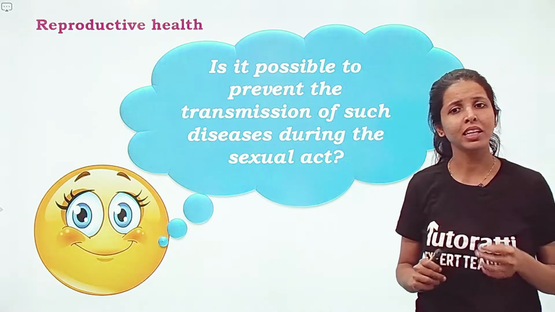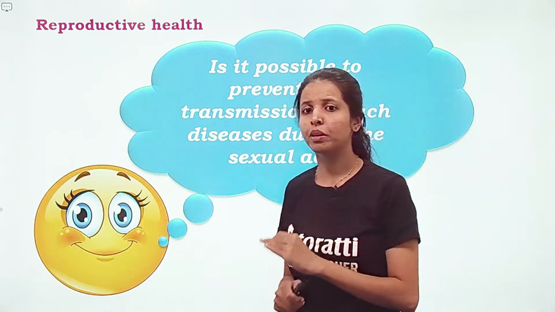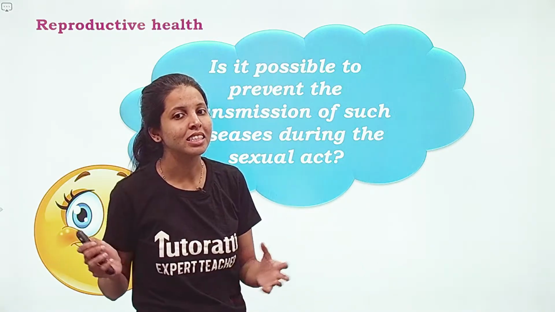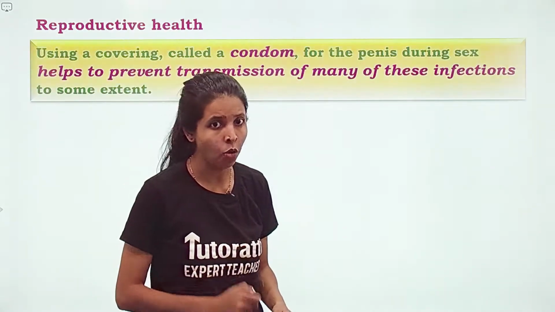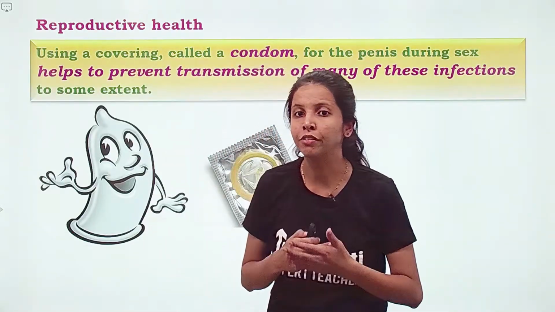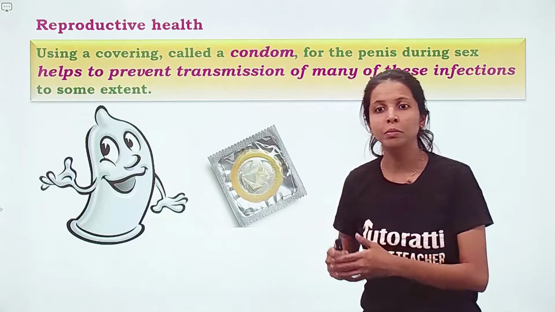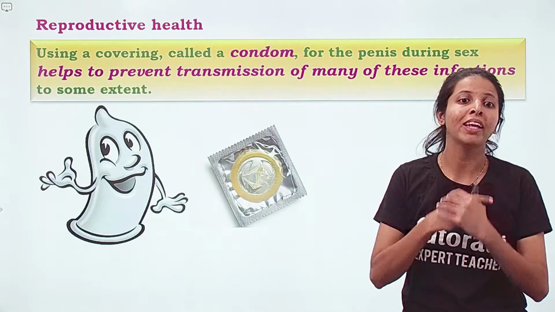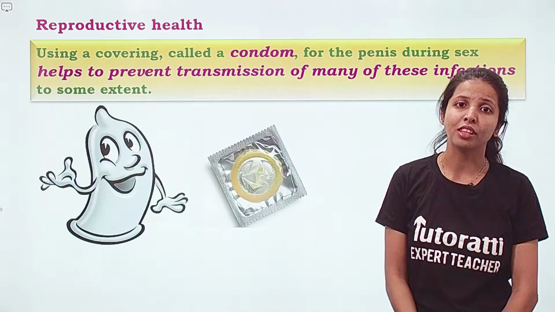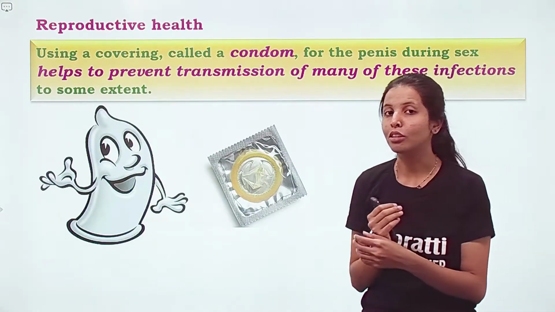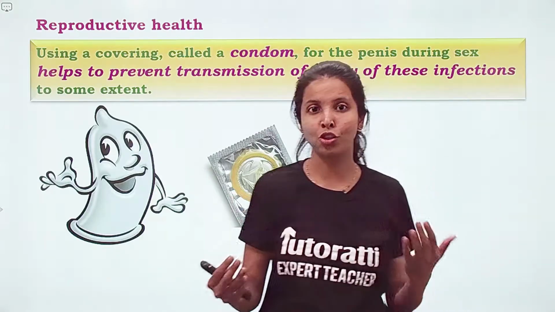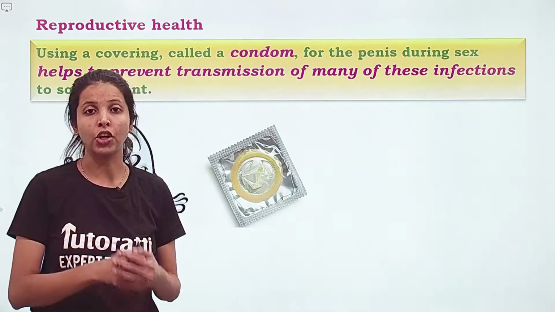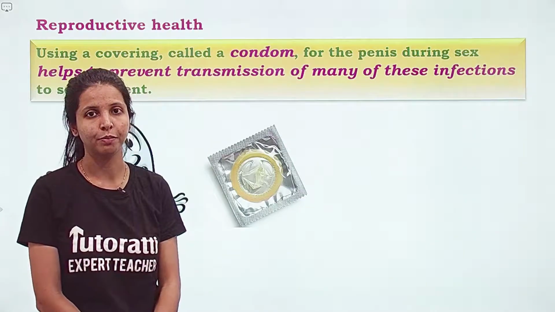So the question being asked is, is it possible to prevent the transmission of such diseases during the sexual act? The answer is yes kids. How? Using a covering which is called a condom for the penis during sex helps to prevent the transmission of many of these infections to some extent. So now we are going to learn about the various methods through which we can prevent pregnancy and also prevent spreading of sexually transmitted diseases.